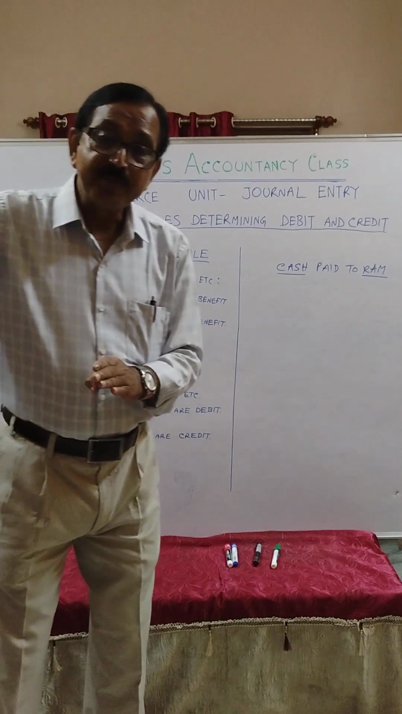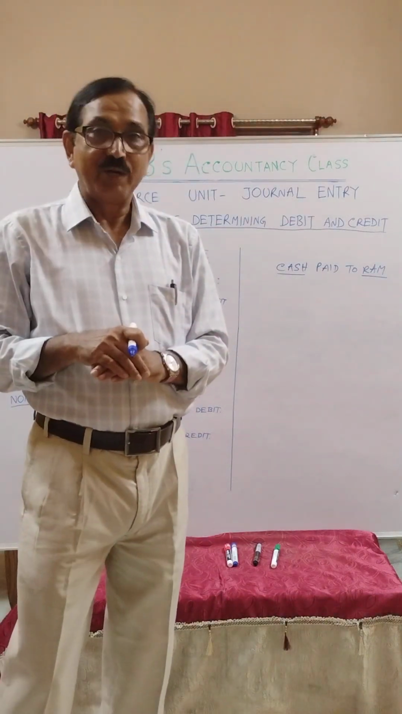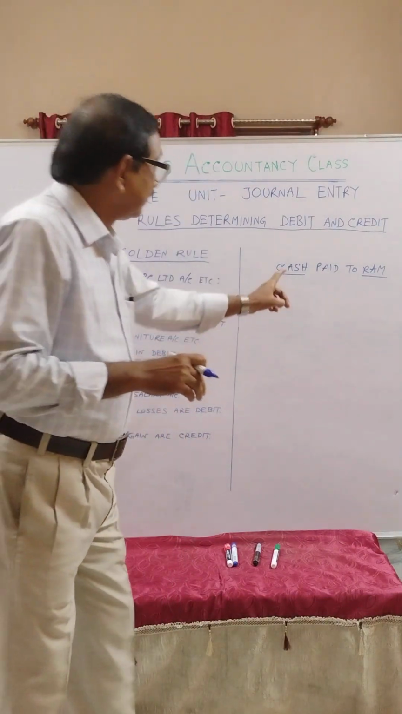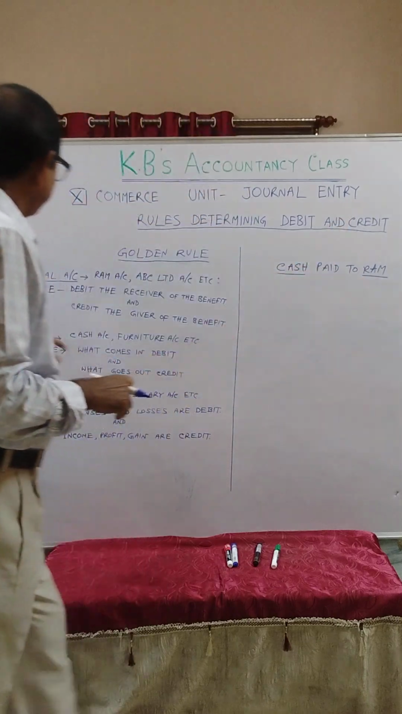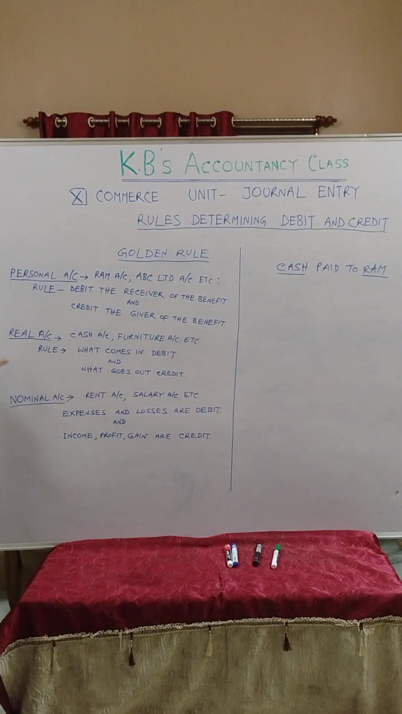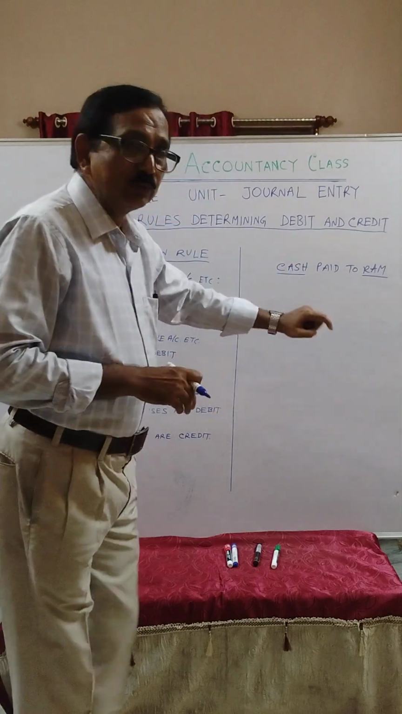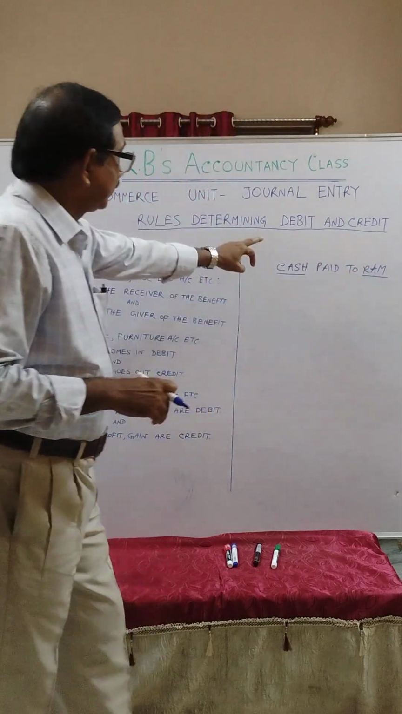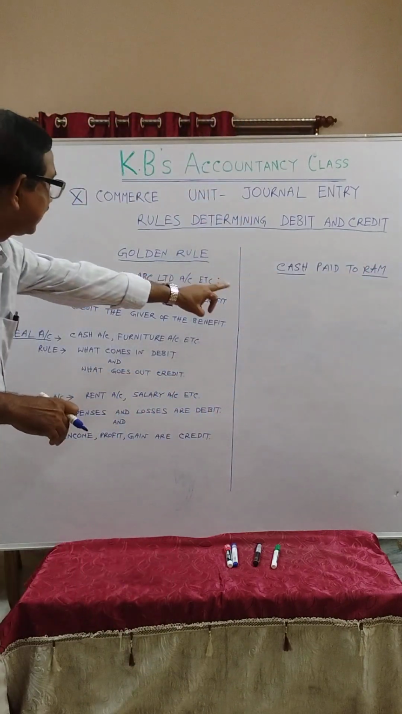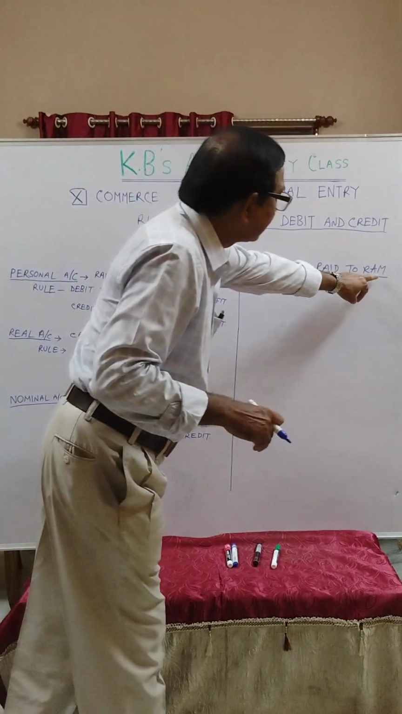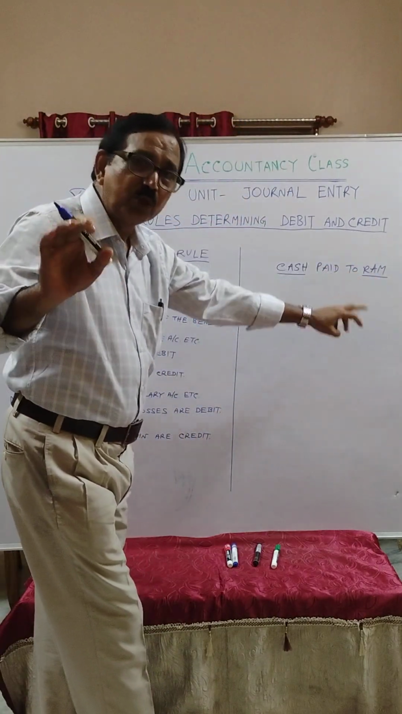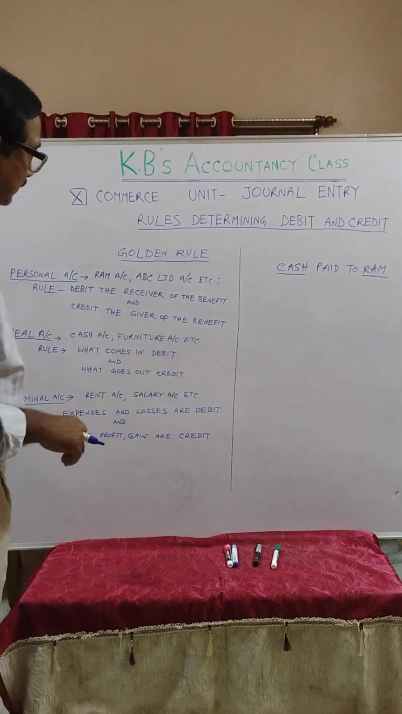But before we make debit and credit, first we have to classify these two accounts into personal, real and nominal. We have to identify what the cash account is and what the Ram account is. Whether cash is a personal account, real account or nominal account, and whether Ram is a personal account, real account or nominal account. We have to find this out.